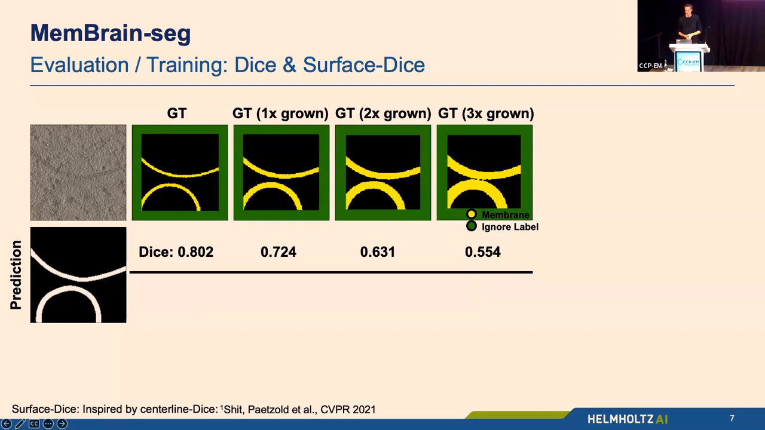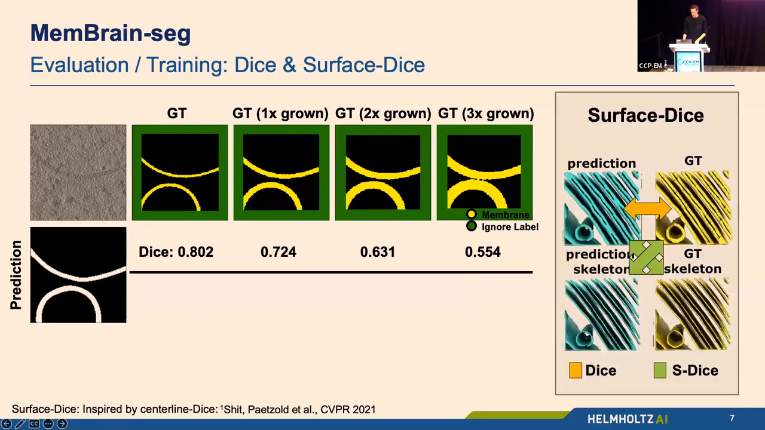So we wanted to mitigate that by coming up with a metric that doesn't really focus too much on the pixel-wise agreement, but rather focuses on the connectivity of the membranes. So we developed the surface Dice, which is largely also inspired by the centerline Dice, if you're maybe familiar with that. And here we are really not trying to compare the prediction with the ground truth on a pixel level, but we instead skeletonize both the prediction and the ground truth, and then we see what fractions of the prediction and the ground truth are actually correct.